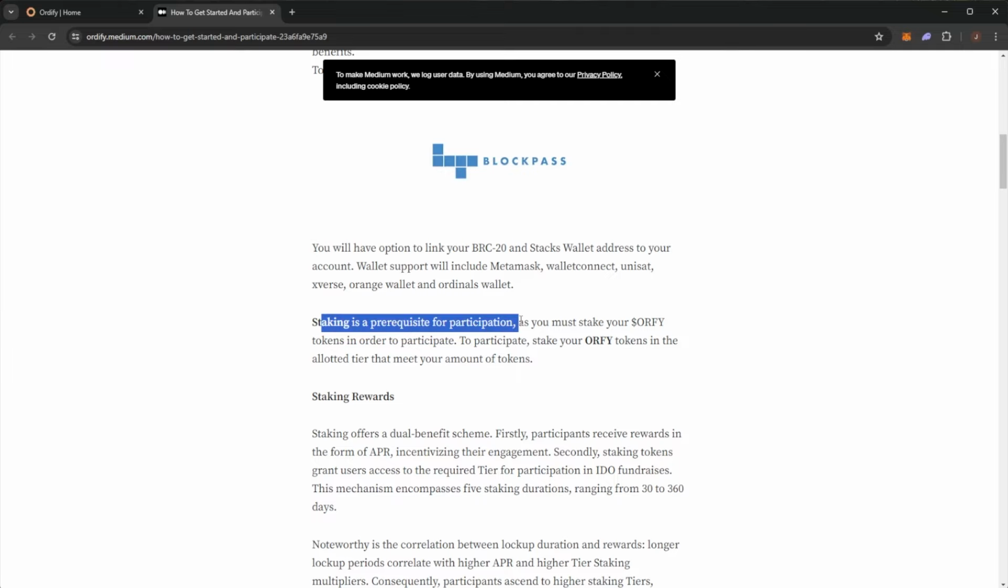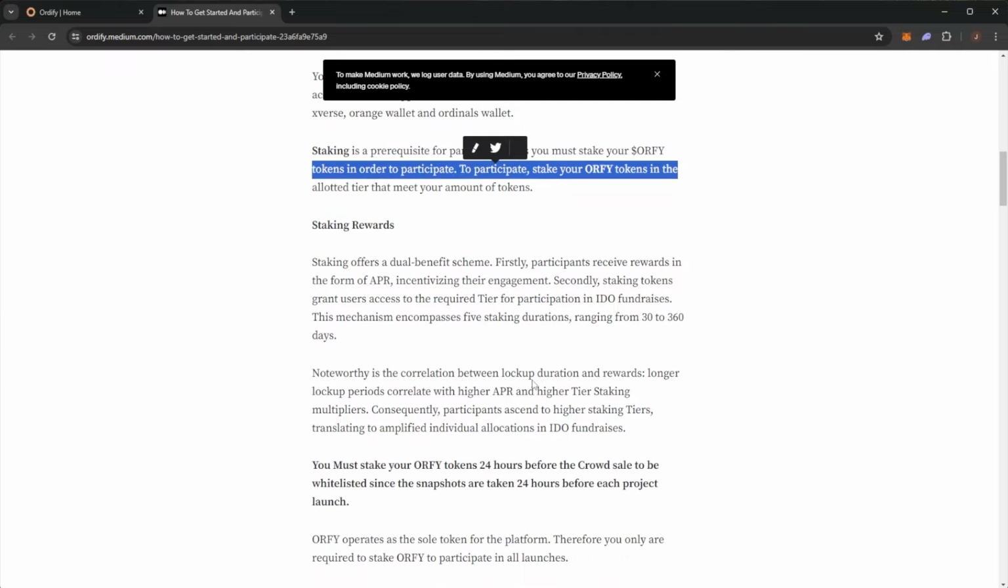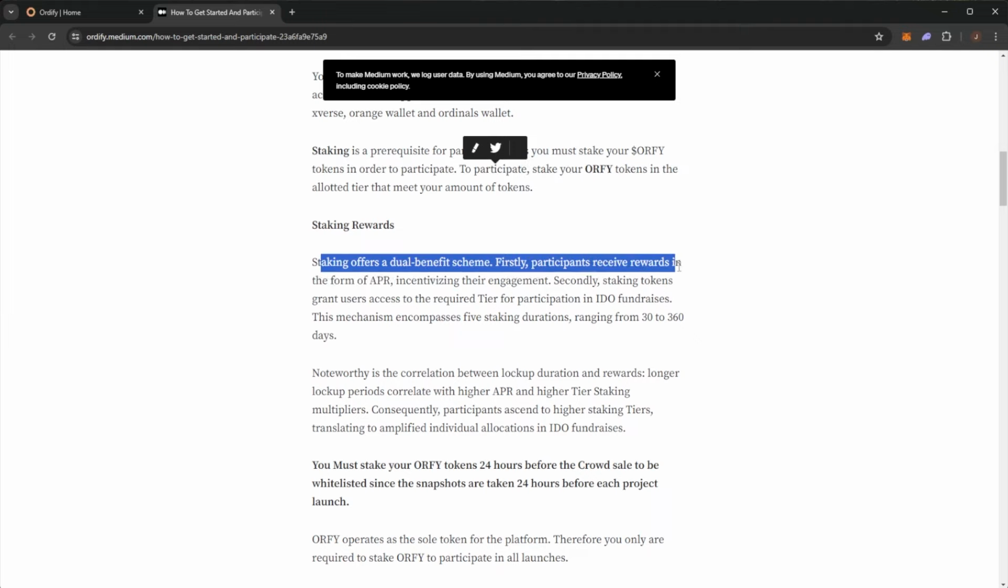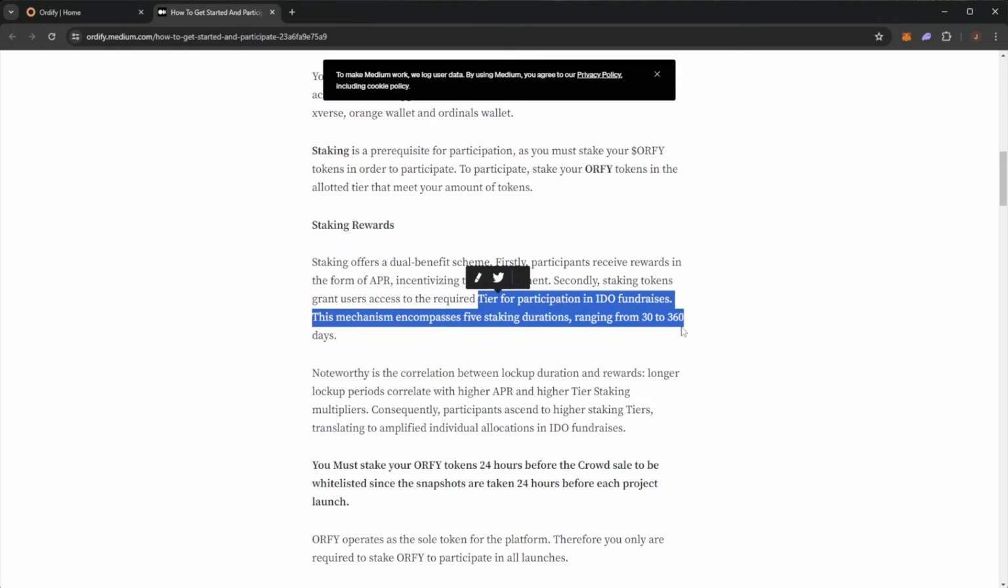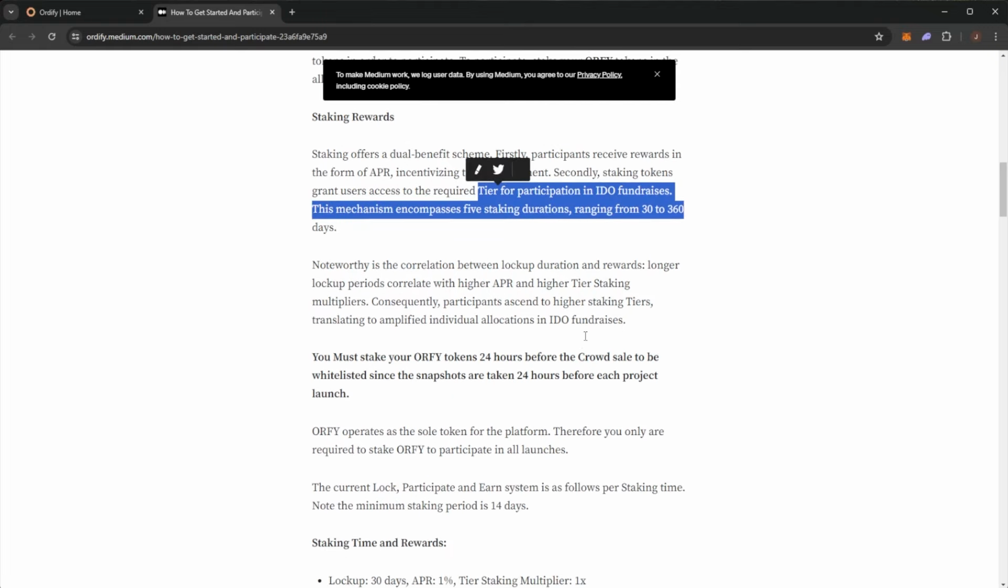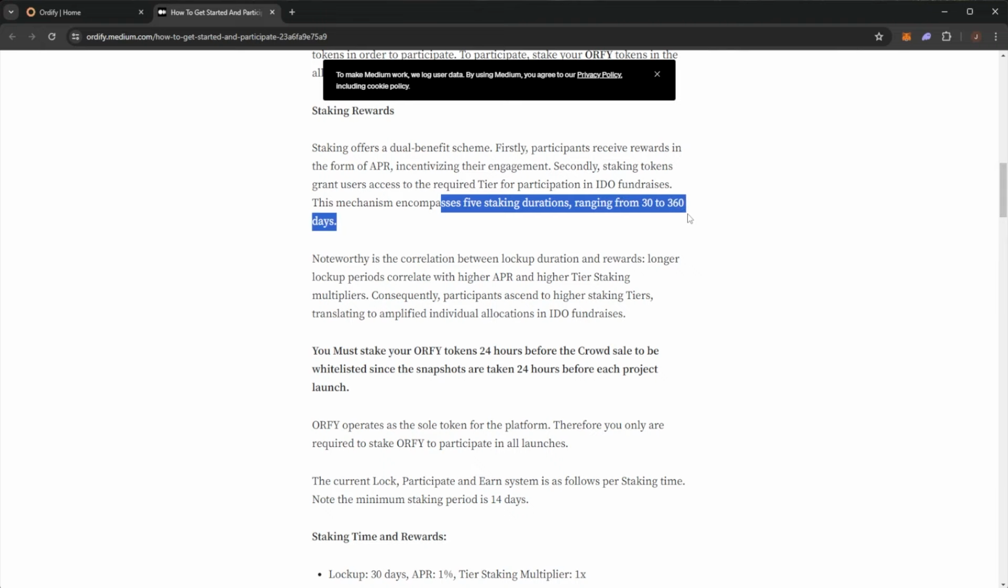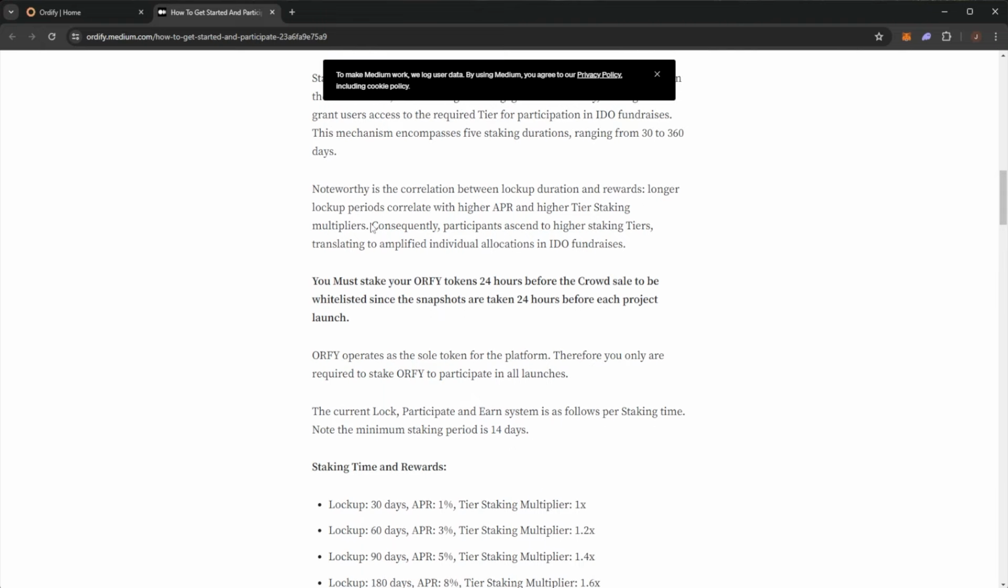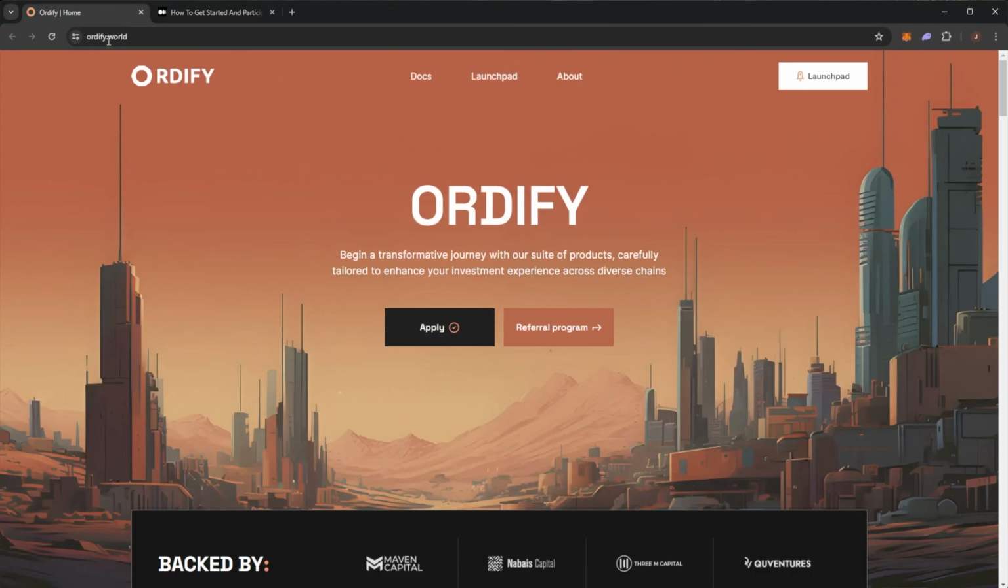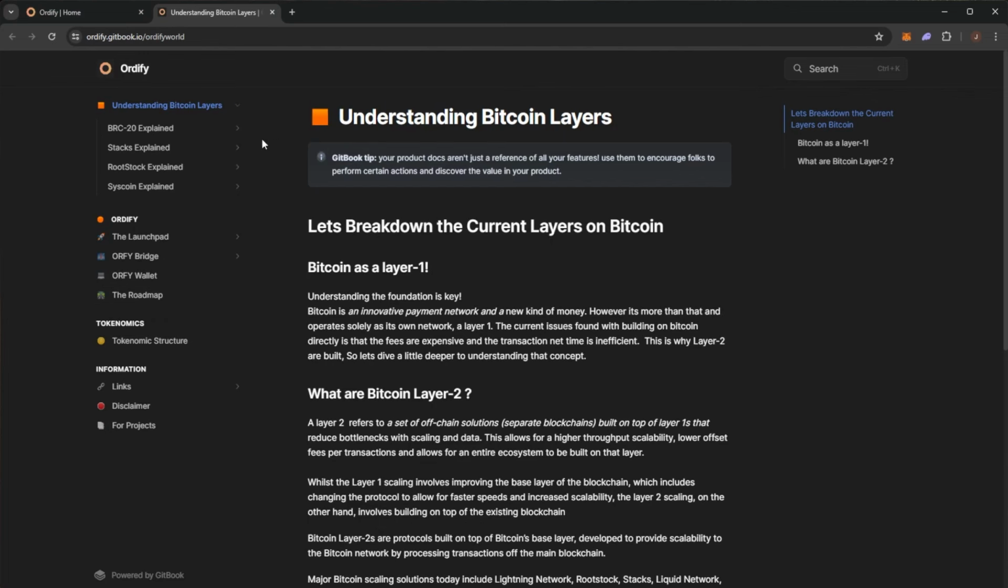So staking, again, you need to do this before participation. You must stake your tokens in order to participate. And there are dual benefits. You get APR rewards, and also that will give you a tier for participation in IDO fundraisers. There are 5 durations from 30 days all the way up to 360 days, with further details here. But the docs about the entire project, let's have a look.